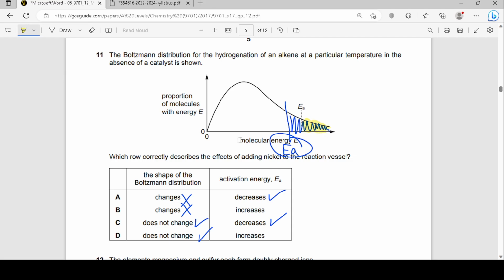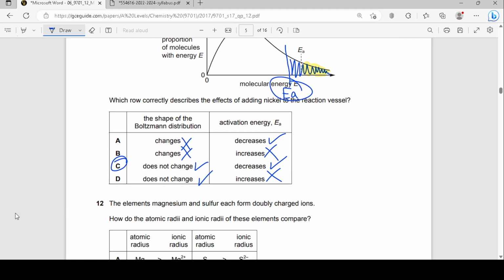Now it's that blue one. So there are more molecules that have energy greater than or equal to the activation energy. So there's a greater frequency of collisions that are successful collisions. Anyways, I have two ticks on C. So C is going to be my answer.